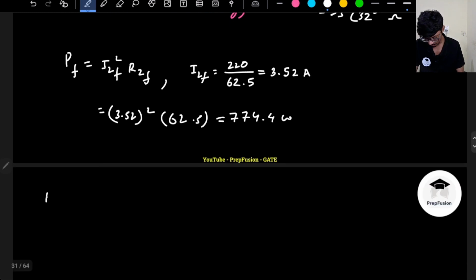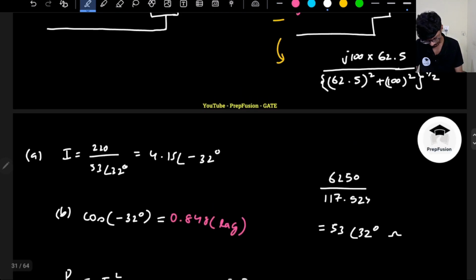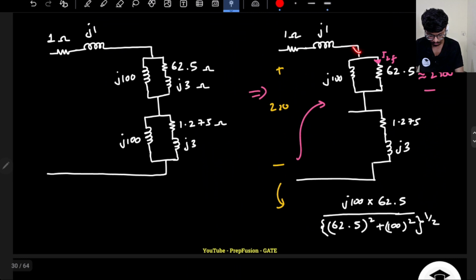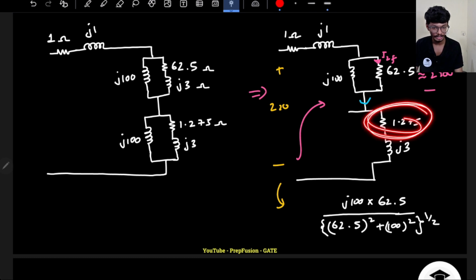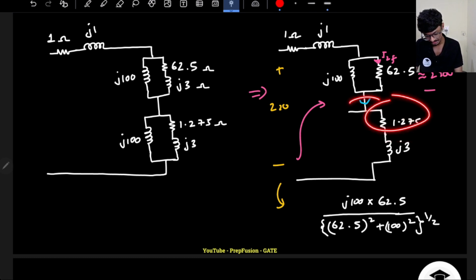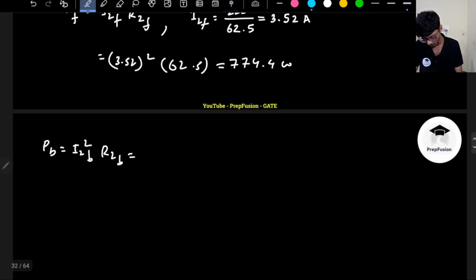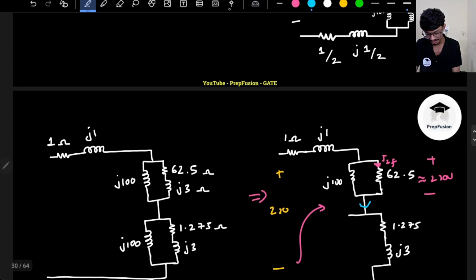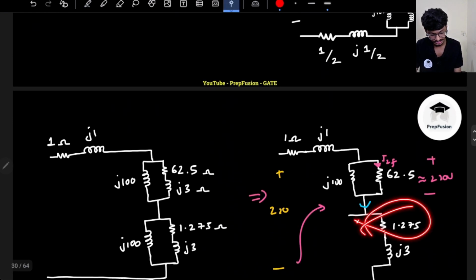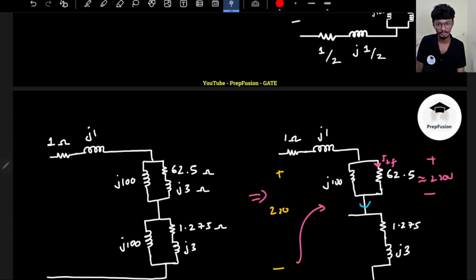Okay, now the backward field will be the current I2 backward whole square into R2 backward, right? Now remember, whatever current is coming in from here, same current will come out, and the same current is flowing through the backward resistance. So this current is the same as the overall current that we had just calculated, so it will be simply 4.15 whole square. Although the current is higher, the resistance is much lower, so the power developed will be much lower.